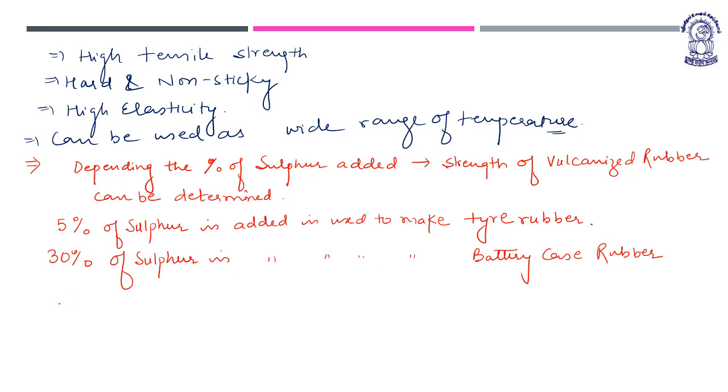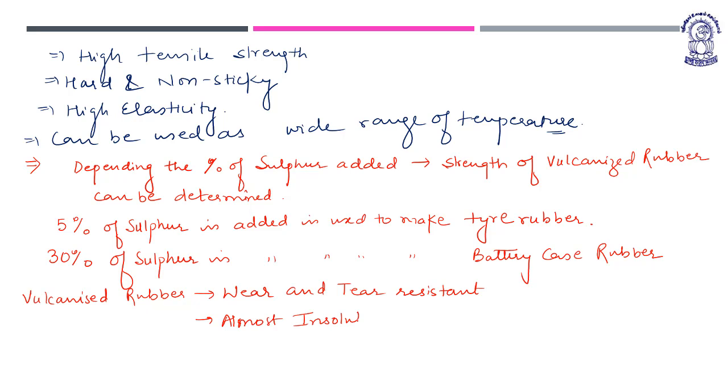As you know, vulcanized rubber is wear and tear resistant, and it is almost insoluble in all common solvents. So these points will help to differentiate between natural rubber and vulcanized rubber.